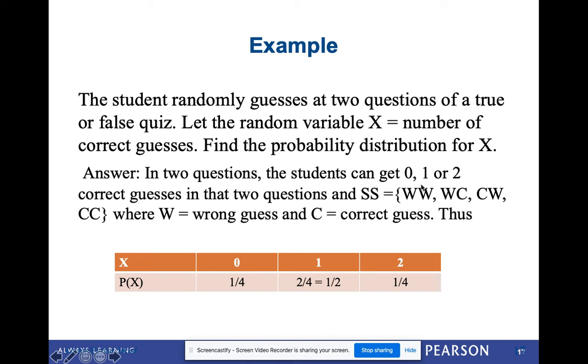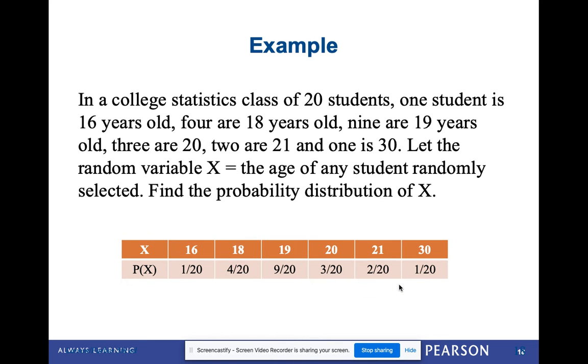And that gives you only 1 out of the 4 choices. One correct guess, that's going to be WC and CW. That's going to be 2 out of 4, which is 1/2. And then when both guesses are correct, you get 1 out of 4. Okay? Now let's go to the next one.